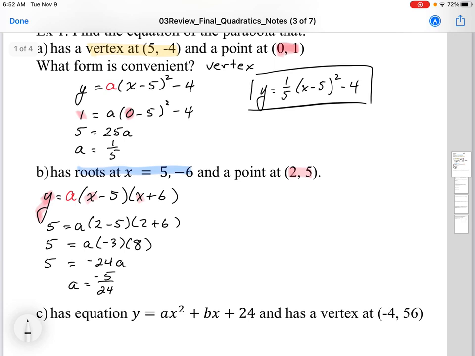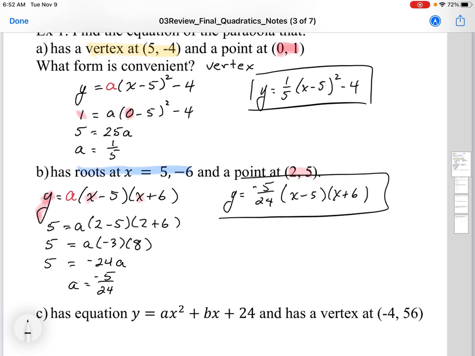Now that we've solved for a, we can write the equation in its proper form. We get y equals -5 over 24 times x minus 5, x plus 6. So there's our final equation. That's our quadratic equation. This time we put it into factored form.